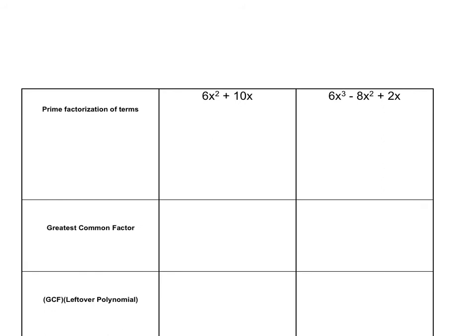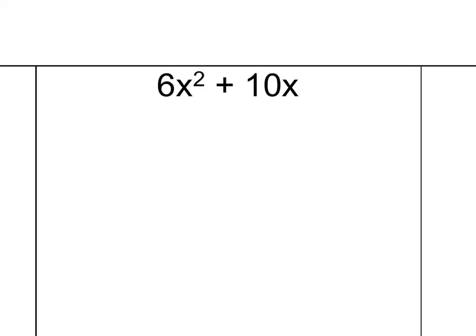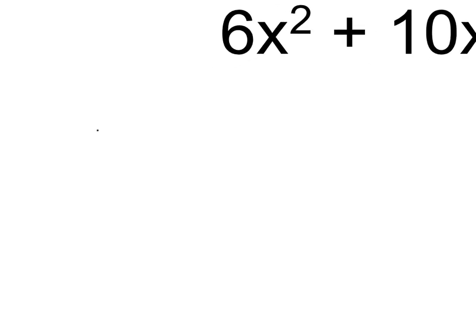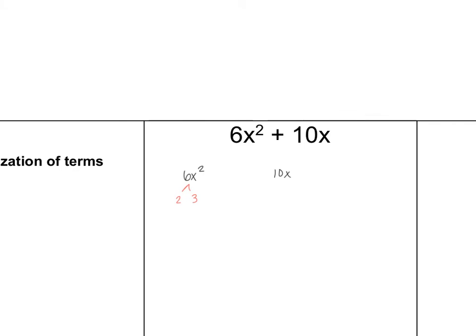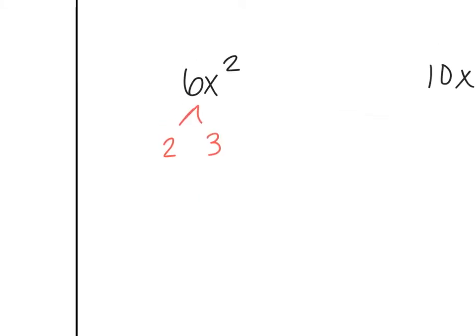The first step of any GCF leftover is to basically find the prime factorization of each term. So if I look at my first example where I want to find the factors of 6x squared plus 10x, I break apart my 6x squared and I break apart my 10x. So I ask myself, what multiplies to 6? It's 2 and 3. I can't break it apart anymore, so I'm going to circle my 2 and my 3.